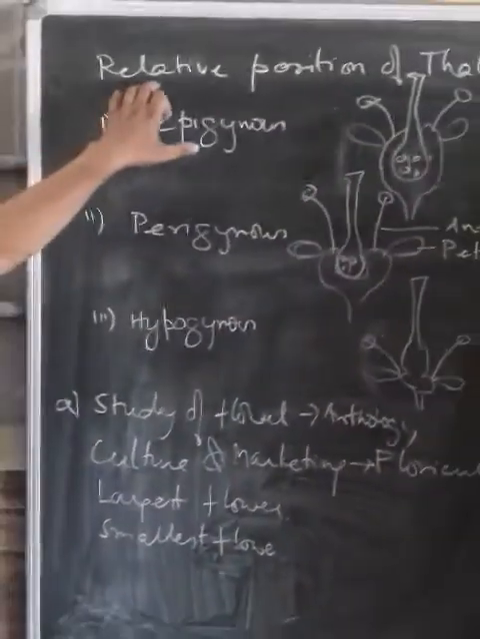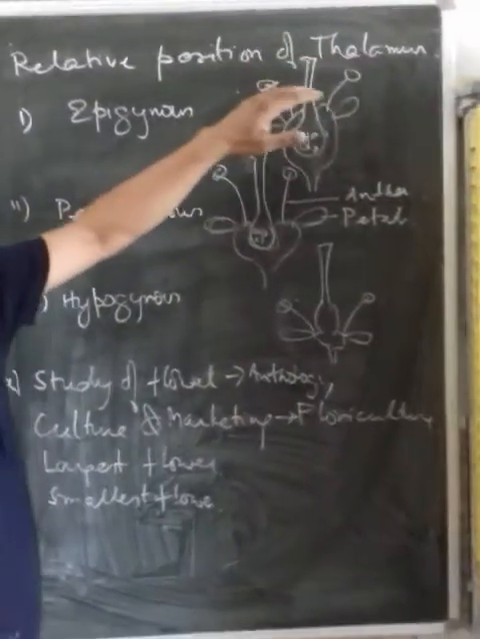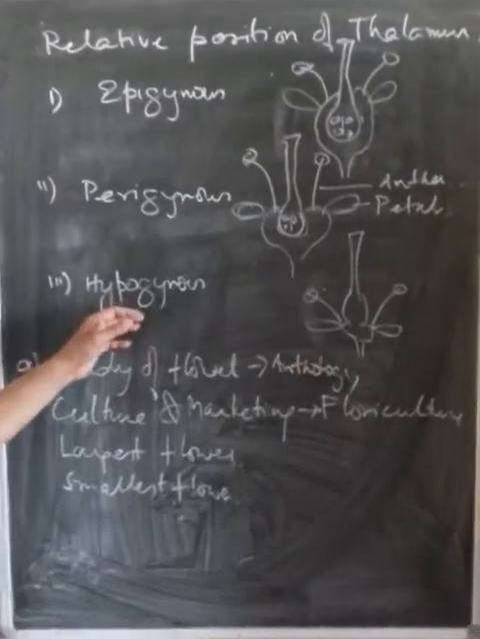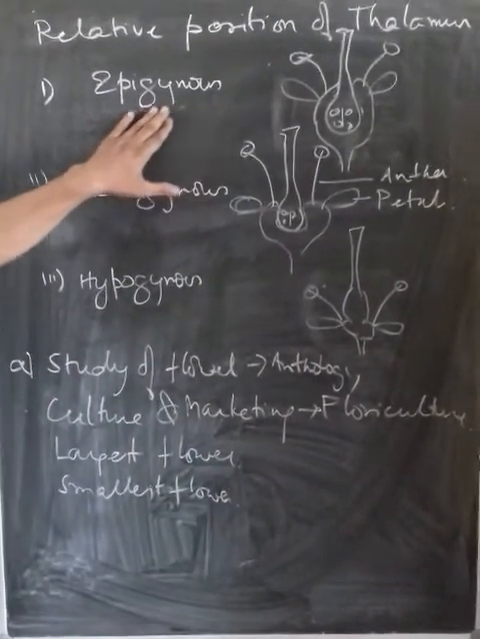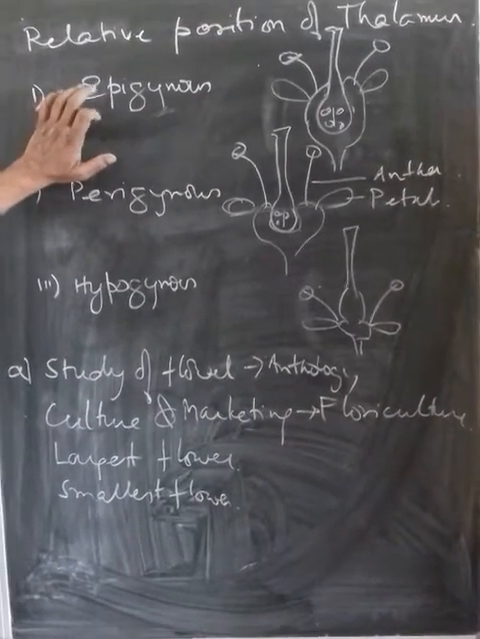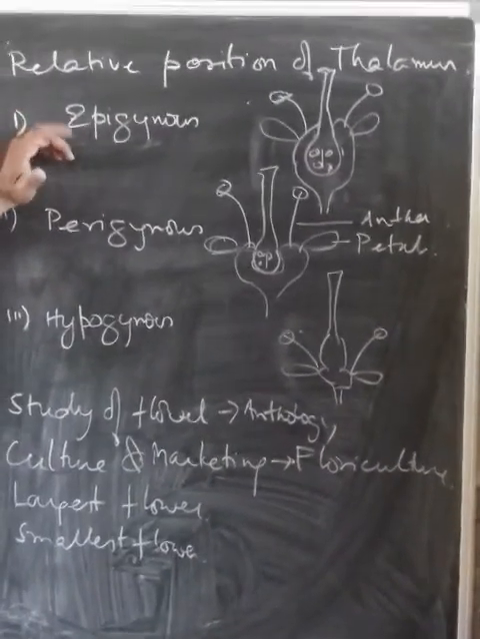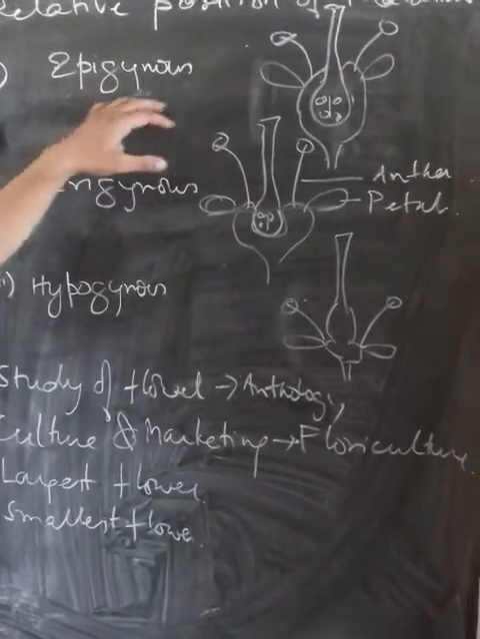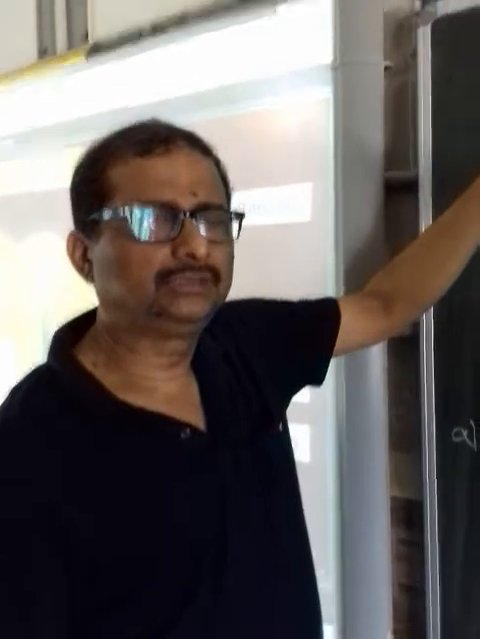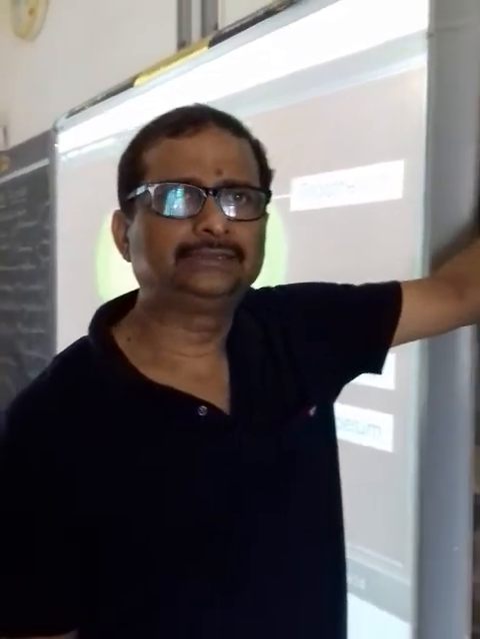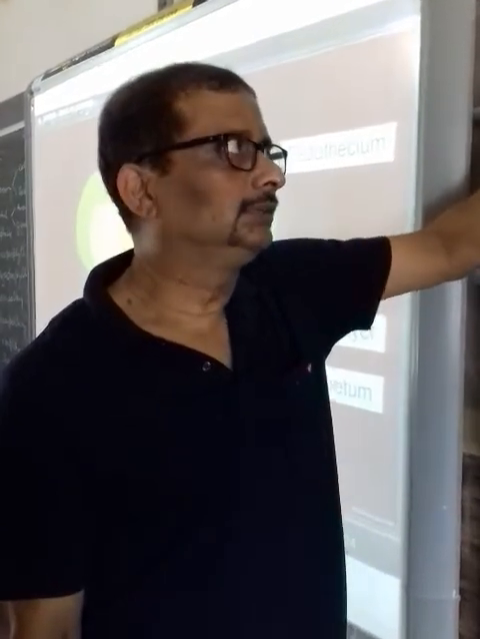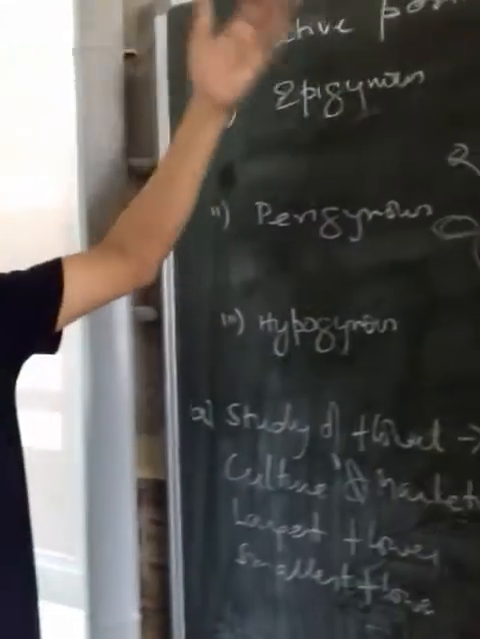Now, according to the relative position of the thalamus, we can define that flowers are of three types. One we call the epigynous flower. Epi means on the outside or on the top. Gynous comes from the word gynoecium. That means the other whorls, for example the stamens, the calyx and the corolla, lie above the gynoecium.